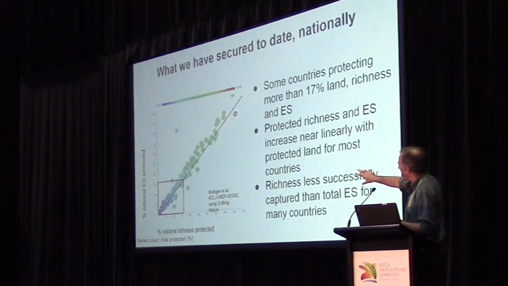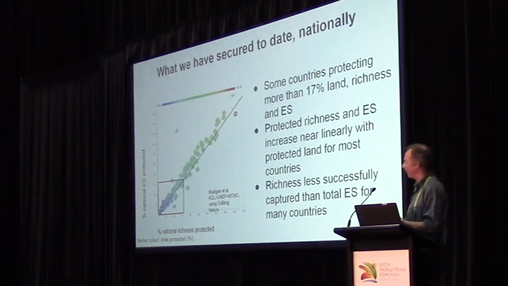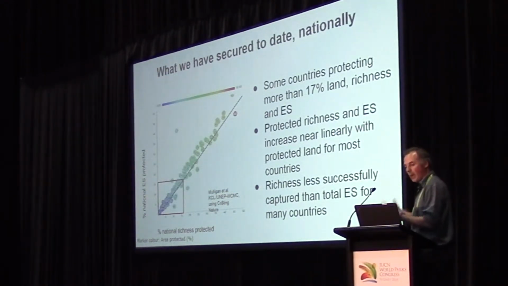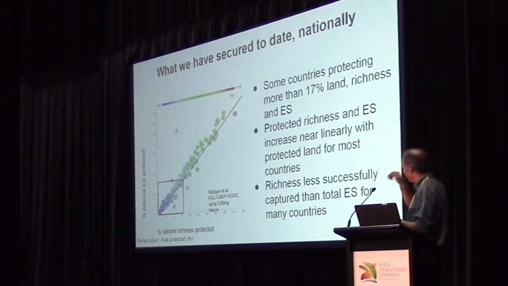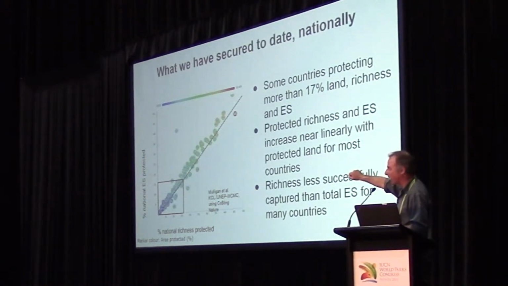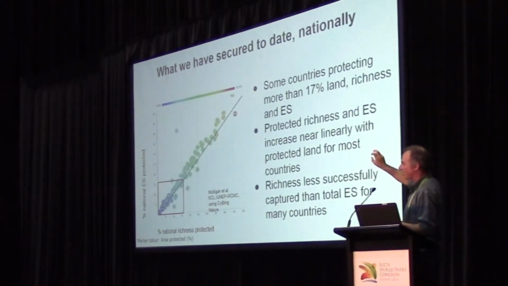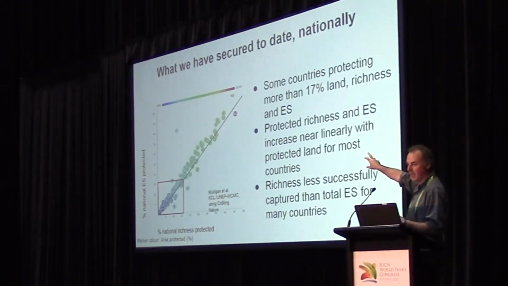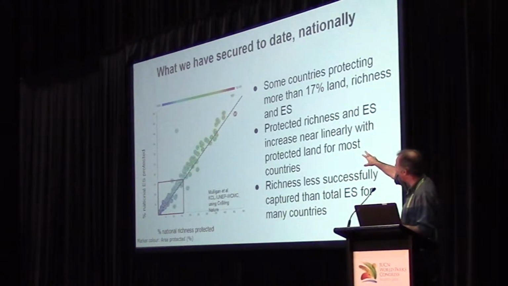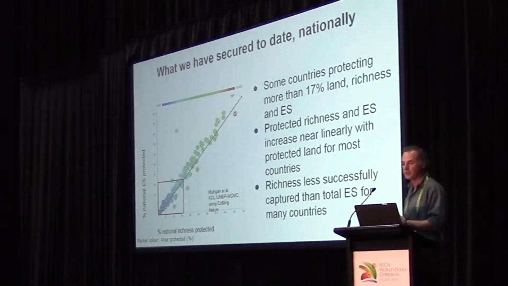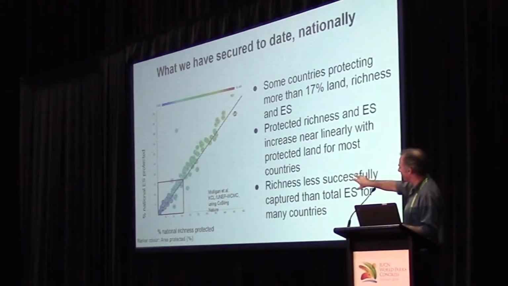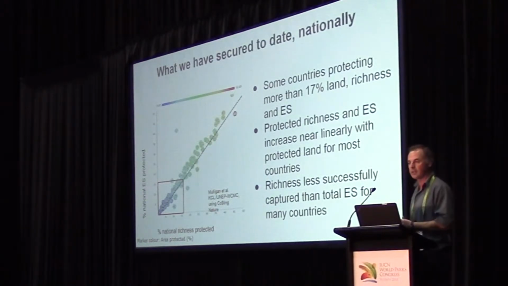But of course that varies hugely nationally. If we zoom in for a minute away from the global scale and think nationally, each dot here on this diagram represents a country. The colour of the dot represents the proportion of its territory, land, that's protected. So red is 52% and blue is close to 0.